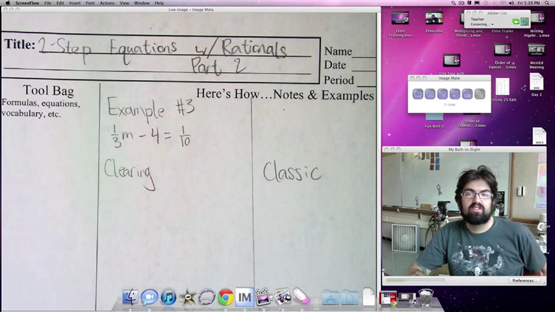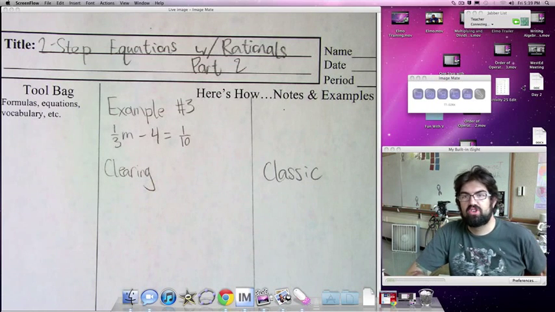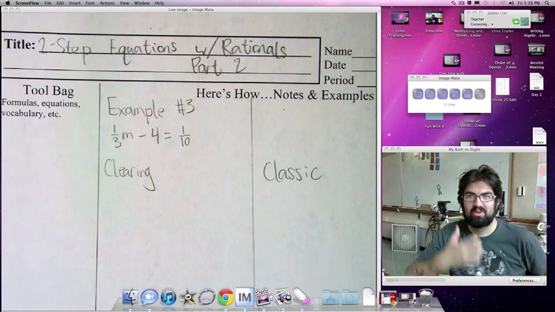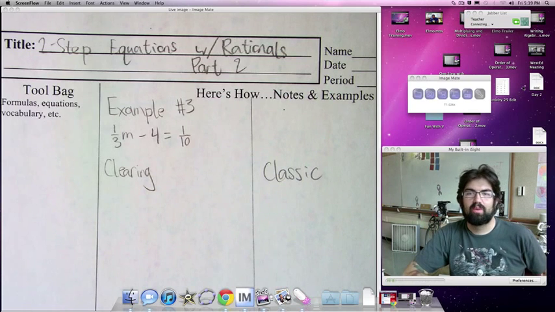Hey guys, this is going to be part two of two-step equations with rationals. This one is going to go a little faster, I hope. Ms. Sutherland showed up, and I actually really enjoyed doing the video with her because it gave a clear understanding, hopefully, of why clearing the decimal actually helps a lot. So I'm kind of okay with doing that one.